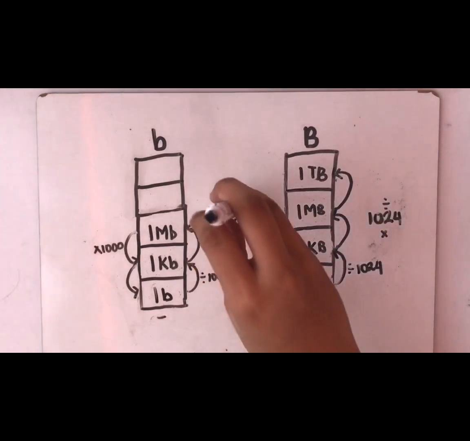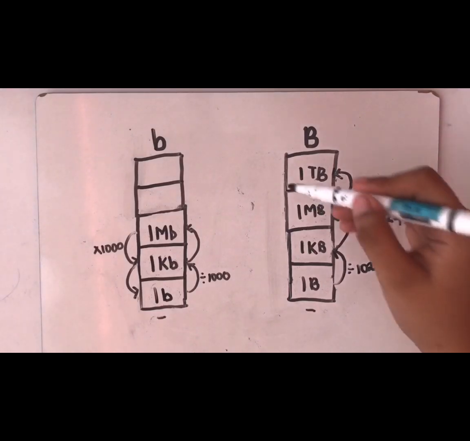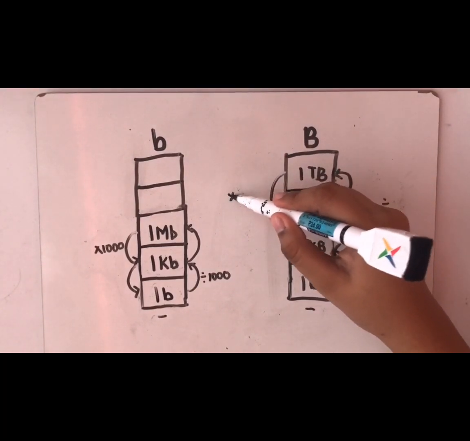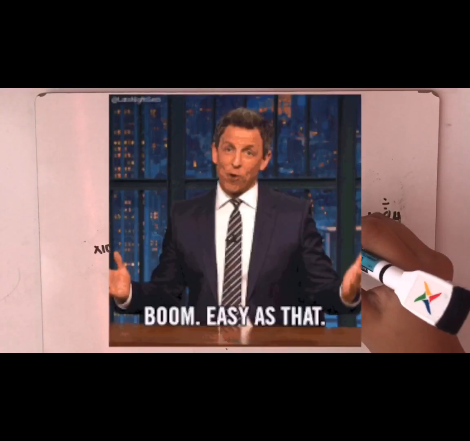In going down the levels of the ladder, just like in the bit ladder, we will be multiplying it by 1024. So from 1 terabyte to 1 megabyte, we will be multiplying 1 terabyte by 1024 in order for it to become 1 megabyte. Easy as that.